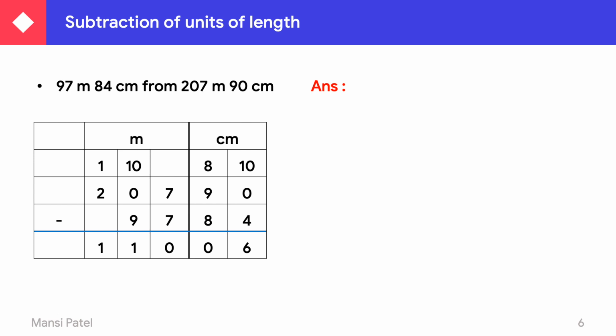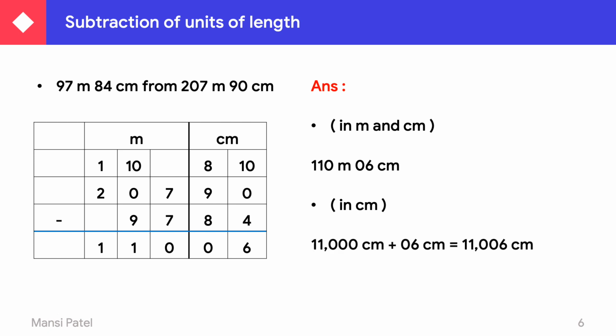So we can say our answer in meter and centimeter is 110 meter and 06 centimeter. If we want to write down our answer only in centimeter, we have to convert this meter into centimeter. So 110 meter becomes 11,000 centimeter, and then add 6 centimeter. So it becomes 11,006 centimeter.